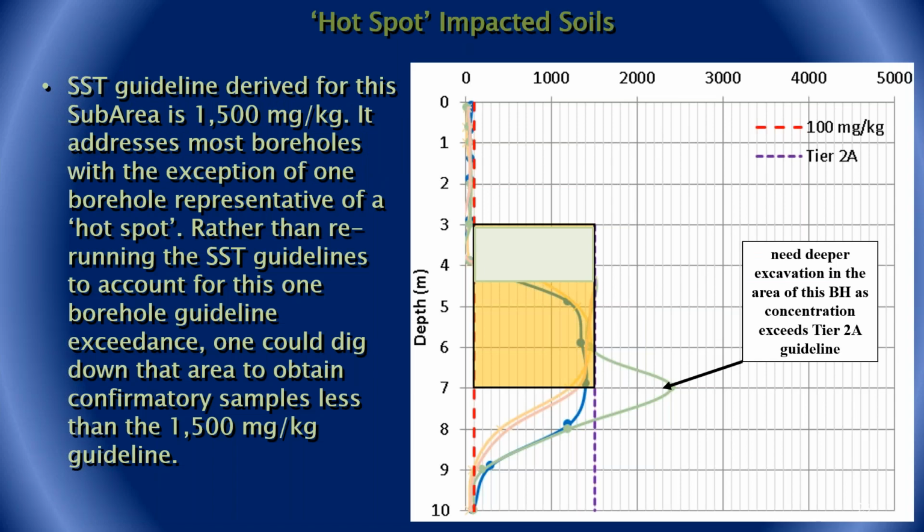The SST guideline derived for this sub-area was 1,500 milligrams per kilogram. It addresses most boreholes with the exception of one borehole representative of a hotspot. Rather than rerunning the SST guidelines to account for this one borehole guideline exceedance, one can dig down to that area to obtain confirmatory samples less than 1,500 milligrams per kilogram.